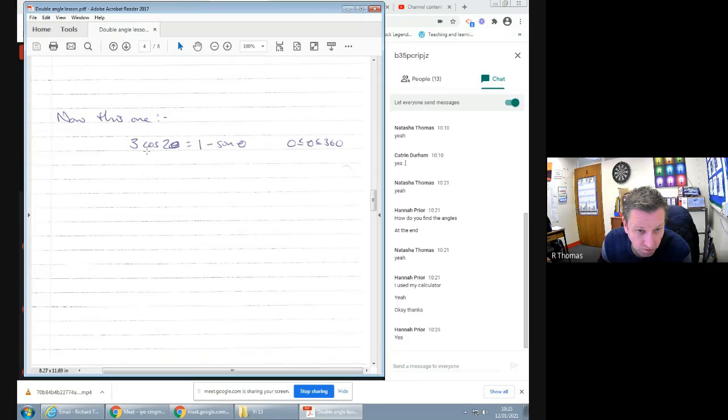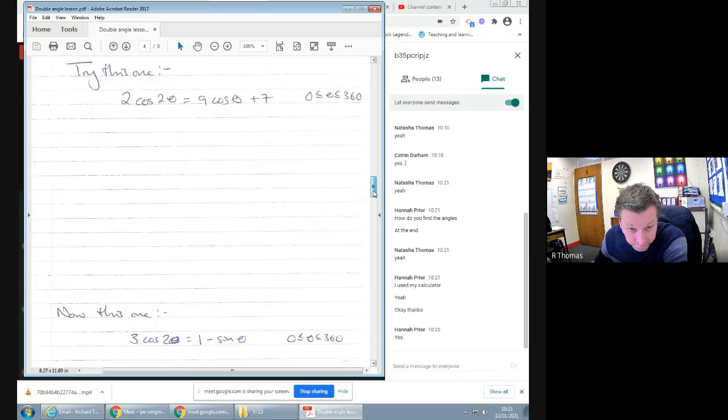Right, let's have a look at another one then. So this time we've got 3 cos 2 theta equals 1 minus sine theta. And again, I want them from 0 to 360. Obviously, there's no point swapping that for the cos squared. I need to swap this one for the sine squared, and I'm going to create a quadratic in sine.